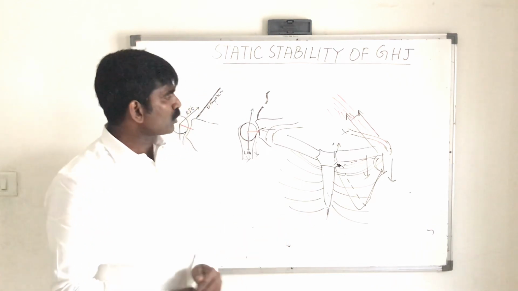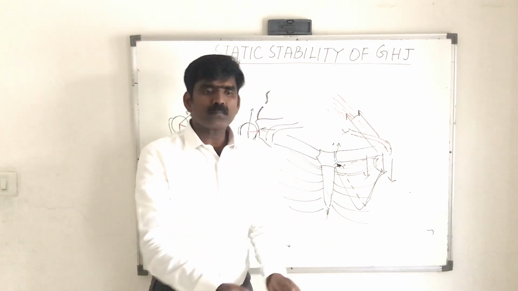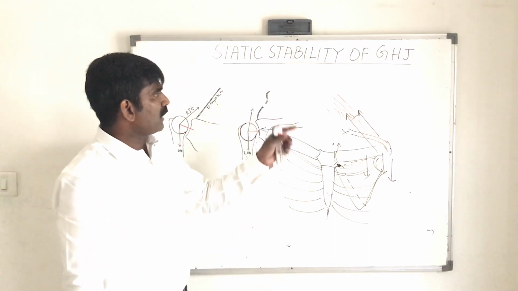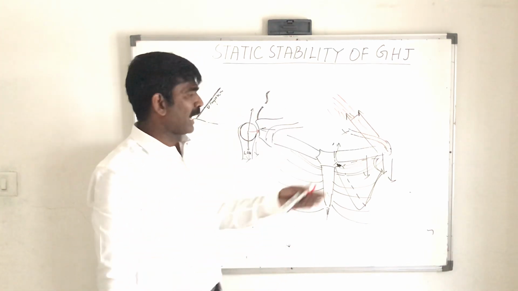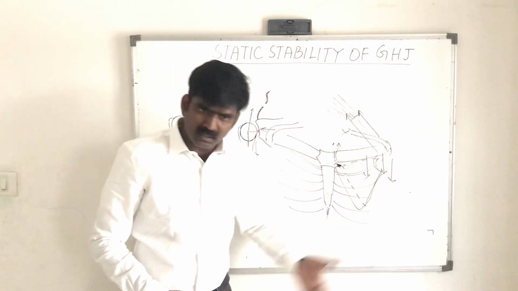So this is about the static stability of the glenohumeral joint, and we will discuss the dynamic stability of the glenohumeral joint in the next class.